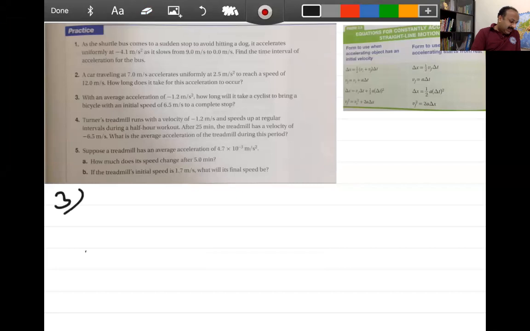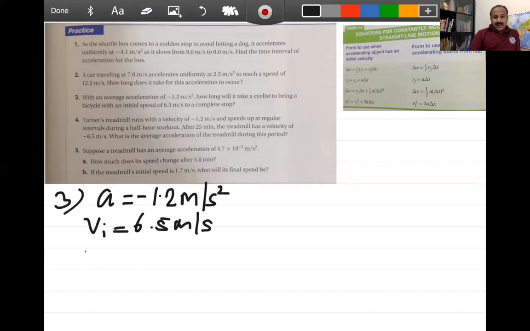So in question number three, the value of acceleration is minus 1.2 meter per second square. So it's clear that acceleration is minus. Okay, there's a meaning for that, I will explain it after reading the next point. How long will it take a cyclist to bring a bicycle with an initial speed of 6.5 meter per second? So your initial velocity is 6.5 meter per second. And they're asking how long it will take to bring that cycle to a complete stop. Complete stop means your Vf is zero, the final velocity is zero.